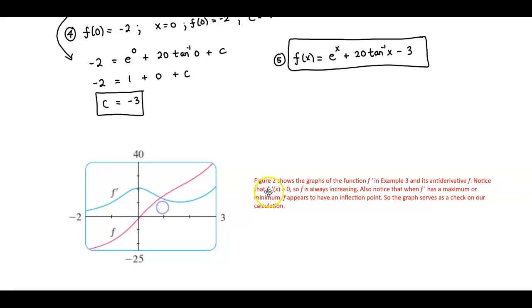Now notice that f prime of x is greater than 0, so it's above the x-axis. So f is always increasing. Also notice that when f prime has a maximum or a minimum, f appears to have an inflection point. So the graph serves as a check on our calculation.